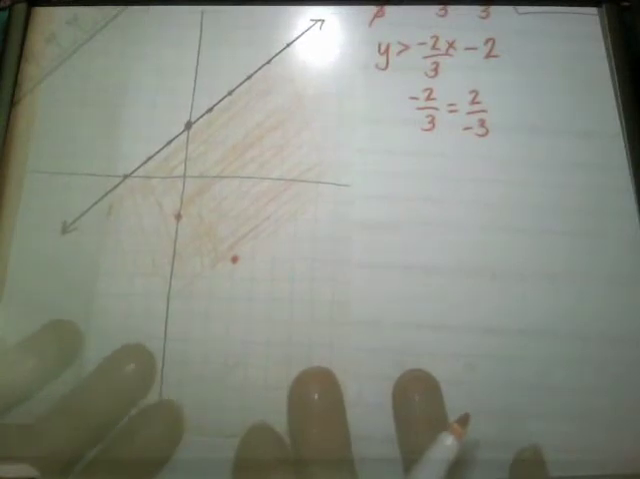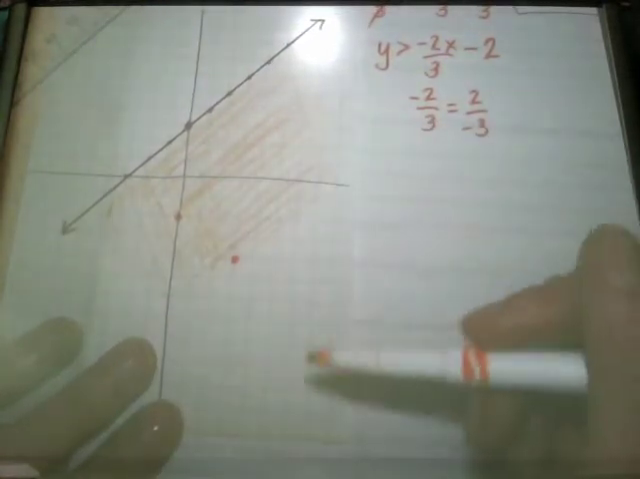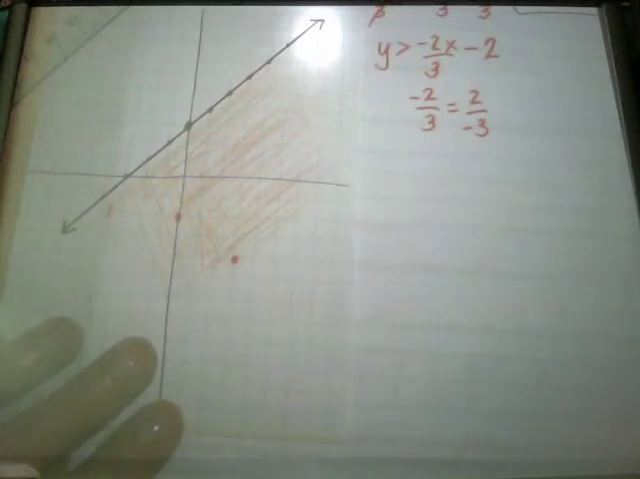Now here's why I tried to do pencil, the brown in pencil, because if I had used my pen, we wouldn't be able to see the graph anymore. We would have covered it up with our shading. Now I'm going to do the second one.